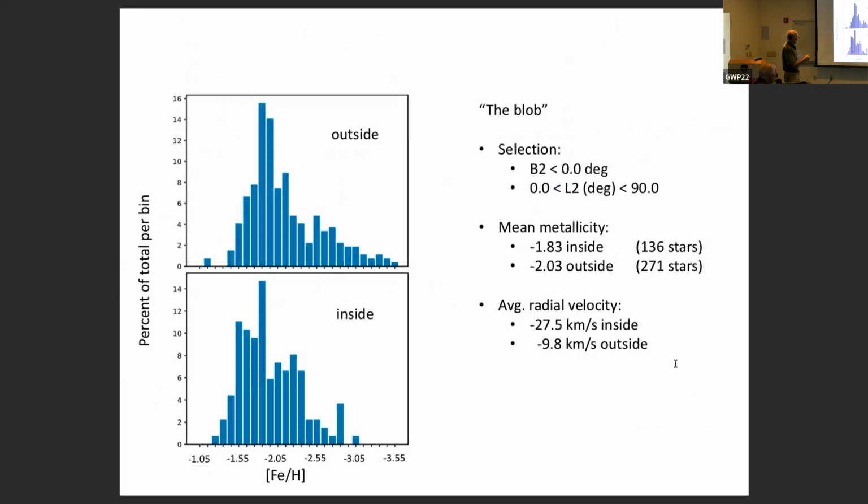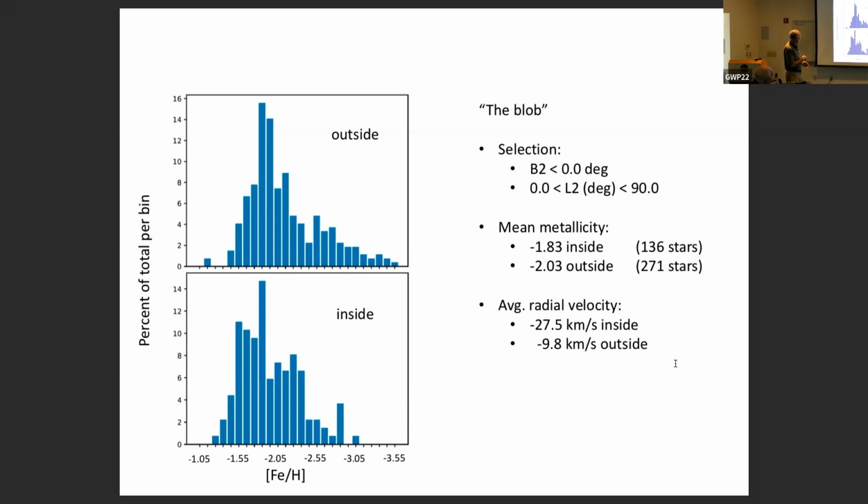And then I just wanted to quickly return to what this thing is, the blob. I was doing this last night, but the selection is basically everything below the plane of the galaxy between longitude of 0 and 90. And the metallicity inside the blob is minus 1.8, and outside the blob, it's minus 2. And it's based on hundreds of stars, and the dispersion in the metallicity is really like 0.3. So I think this might be significant. But if it really has a metallicity effect, it's not just a dynamical wake, because it's a population. And the radial velocity, which could be a dynamical effect, is actually not so different.